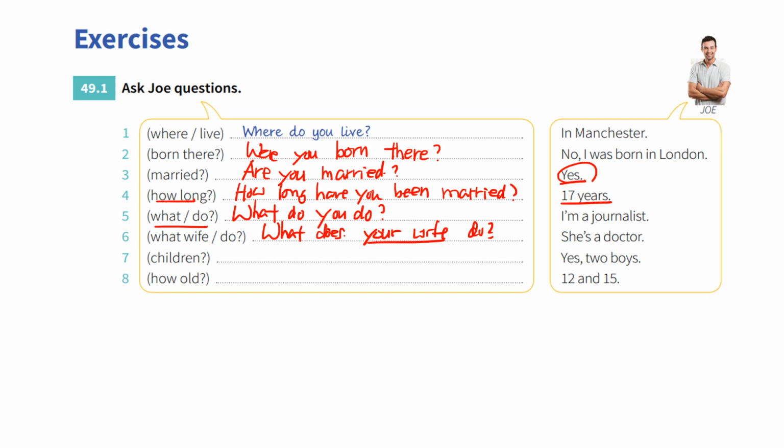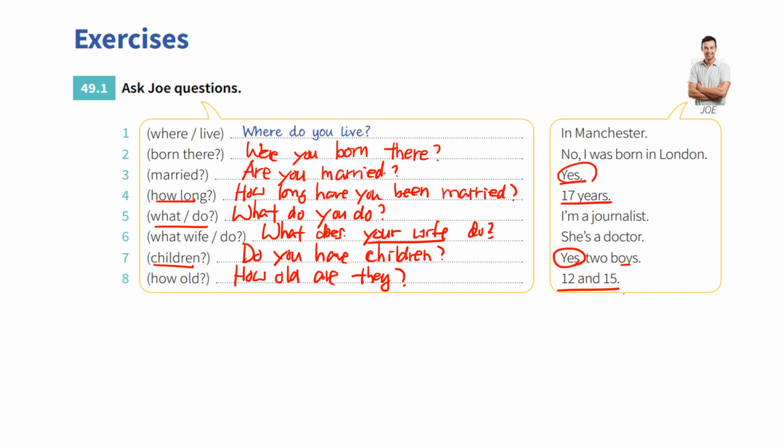She's a doctor. Children. It looks like how many children? Or do you have children? So this one, yes/no question. So you say, do you have children? And Joe says, yes, I have two boys. And then how old? So the boys, the plural, how old are they? They are 12 and 15.